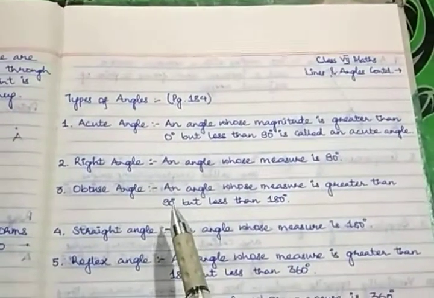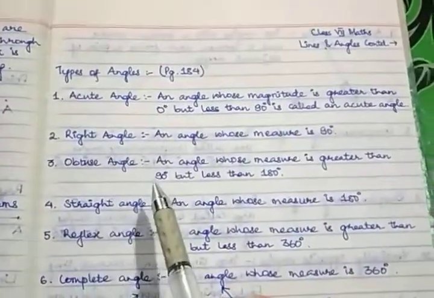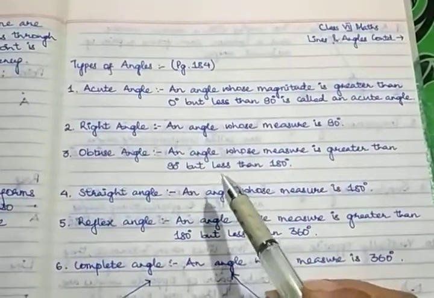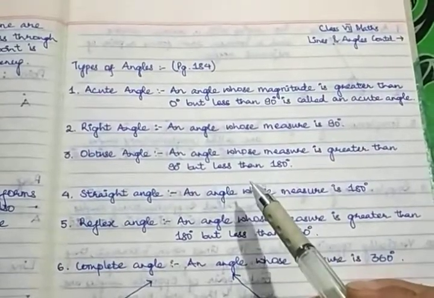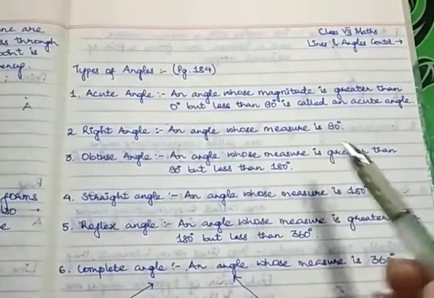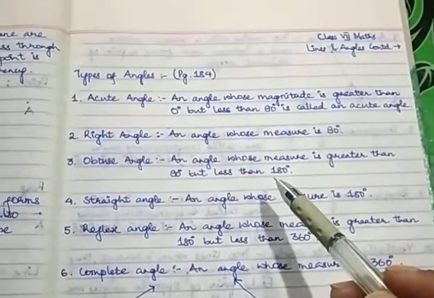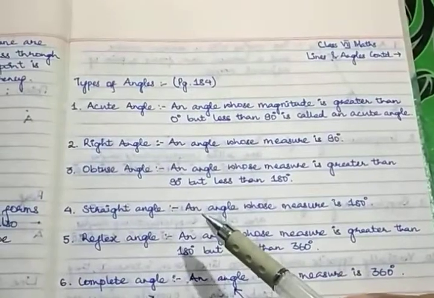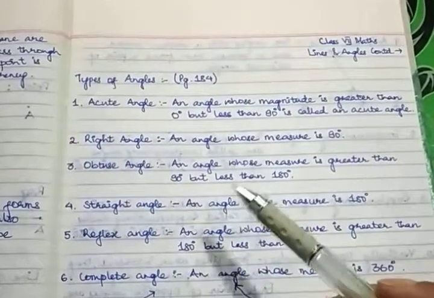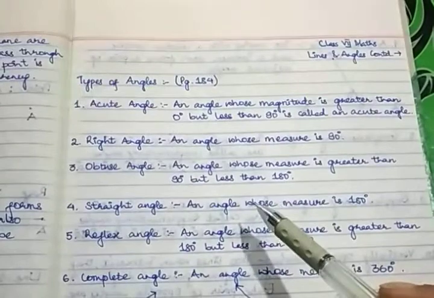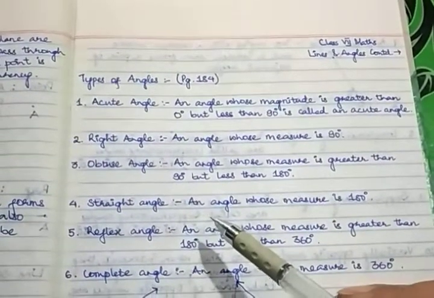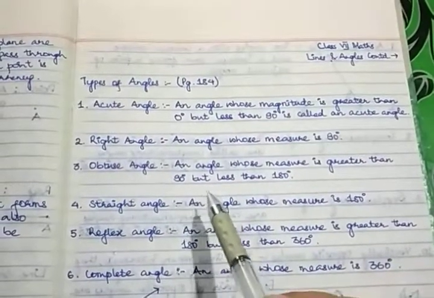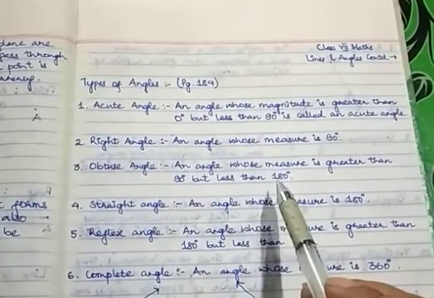The third type of angle we have here is the obtuse angle. An obtuse angle is an angle whose measure is greater than 90 degree but less than 180 degree. Greater than 90 means yes, 91. If you call 91 an angle, then 91 is also an obtuse angle. And 179 will also be an obtuse angle. The criteria is that the angle has to be greater than 90 and less than 180 degree.